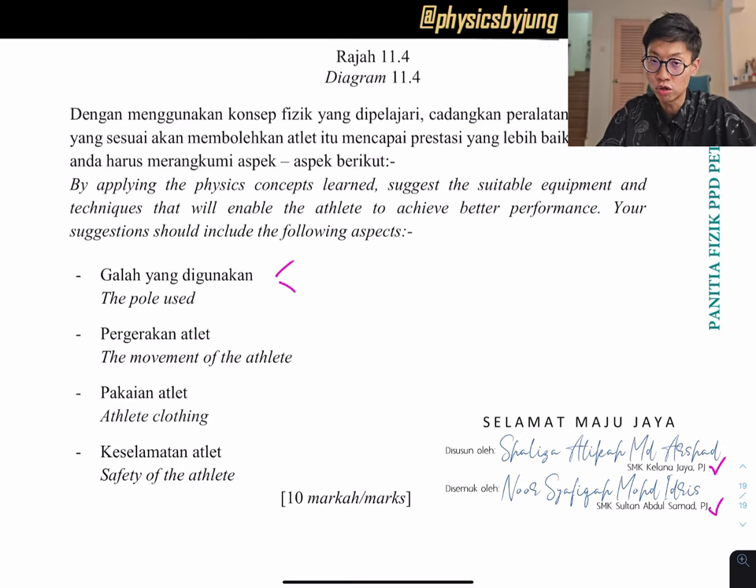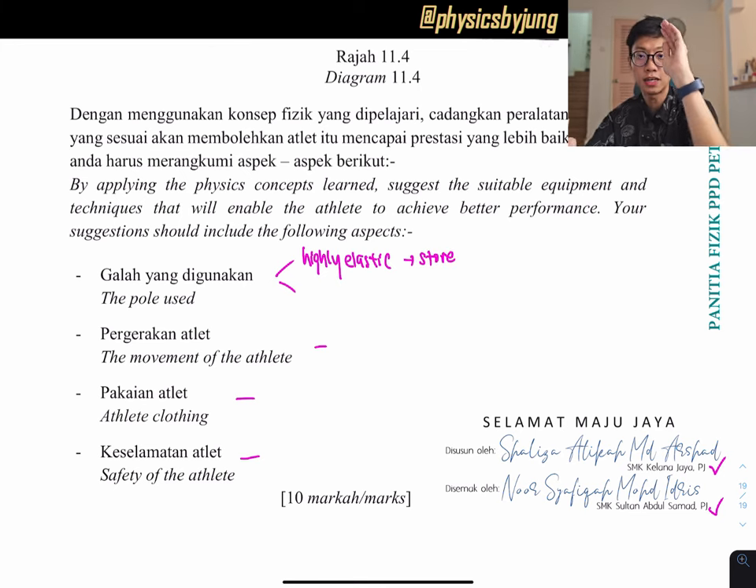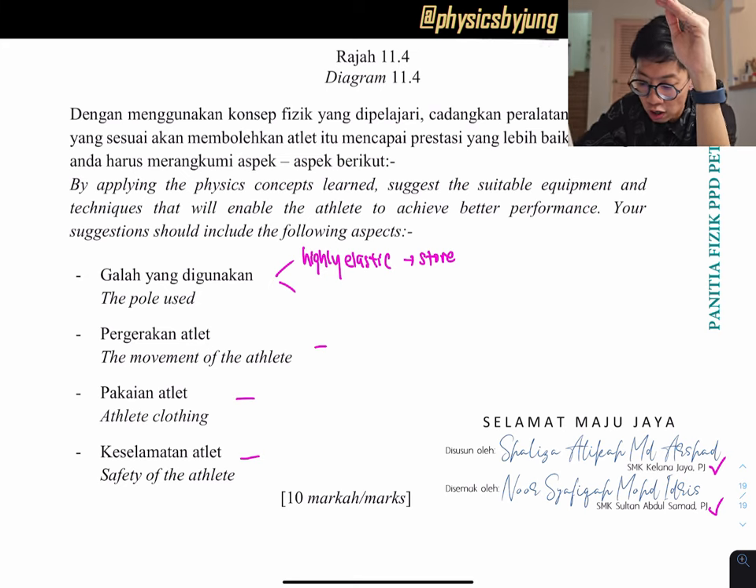So we got 2 points to talk about the pole. Movement is one, athlete is one, safety is one. Okay, so what is the pole that you need to use here? I will say that the pole that I use here has to be highly elastic. Why do I want this thing to be highly elastic? Because the pole has to bend so that it can push me upright, correct?